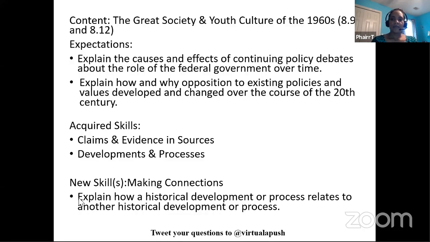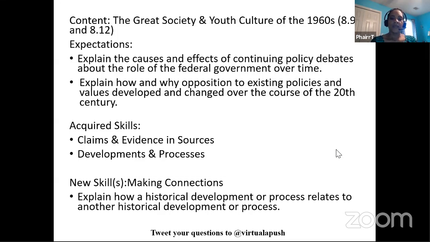All right, so let's jump in and talk about our lesson overview very quickly. Number one, I've already mentioned we're going to talk about the Great Society, which is 8.9, and then we're also going to talk about youth and culture in the 1960s, which is 8.12. Your expectations for this lesson are to look at causes and effects of continuing policy debates about the role of the federal government over time. We will go back and do some comparisons of the role of the federal government from the New Deal in comparison to what the Great Society did.